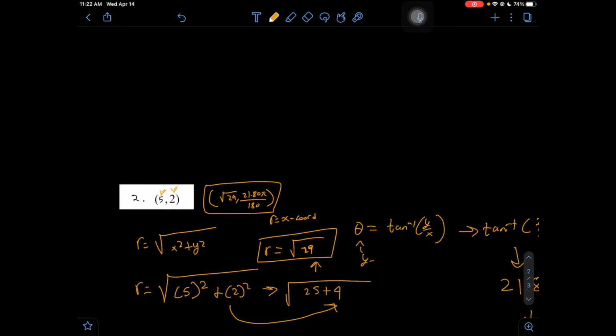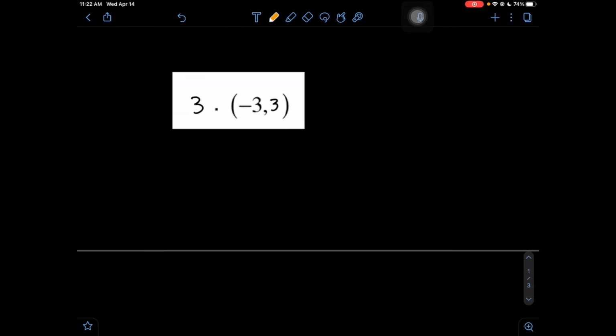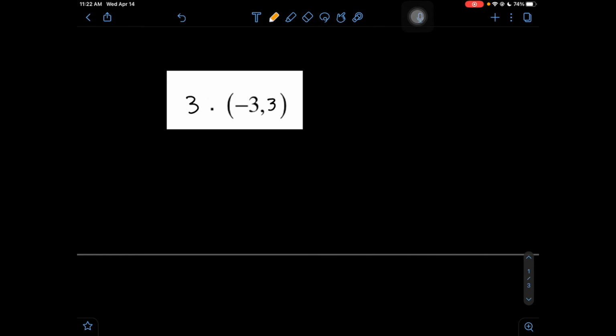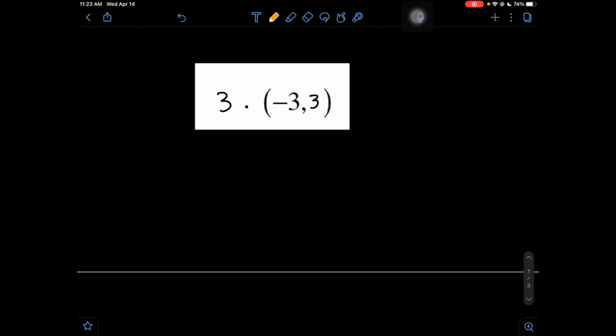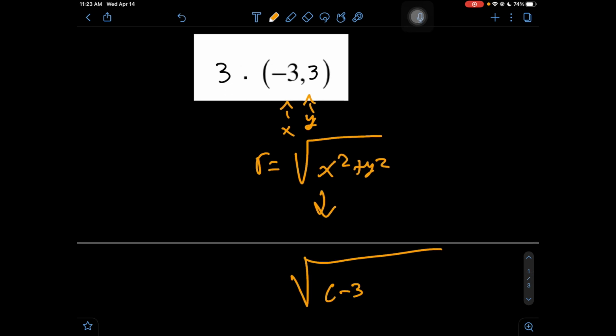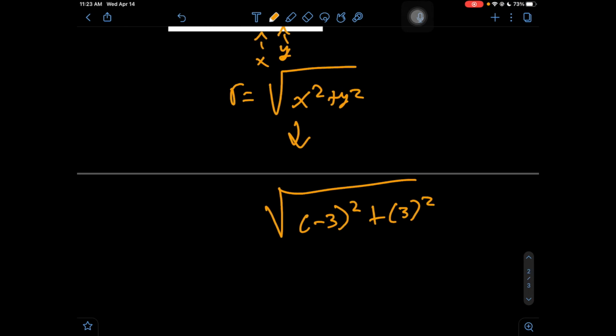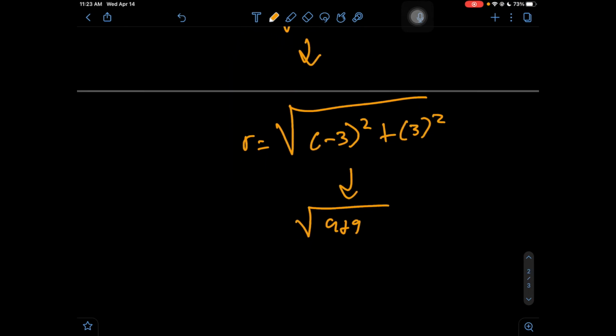We have one more question for this video, which is going to be question number 3, which says -3, 3. This one we are dealing with a negative. Now we have r equals the square root of x squared plus y squared. So the same equation we've been using. So x is this and this is y. So we have the square root of -3 squared plus 3 squared. So we have the square root of 9 plus 9 because a negative squared is positive. 9 plus 9 is 18. So we have the square root of 18 equals r.